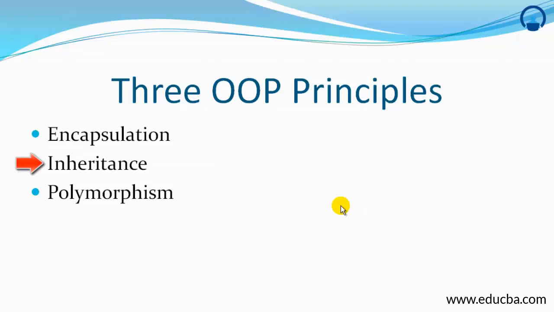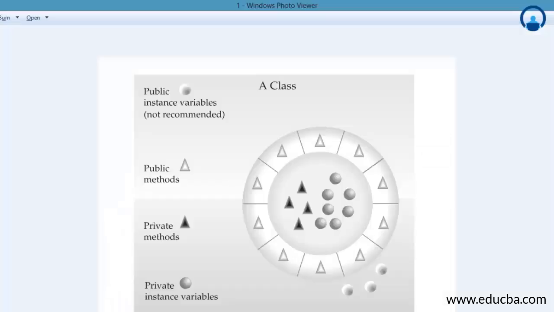Inheritance is the process by which one object acquires the properties of another object. This is important because it supports the concept of hierarchical classification. For example, say a golden retriever is part of classification dog. So for that, let's look at a couple of images.